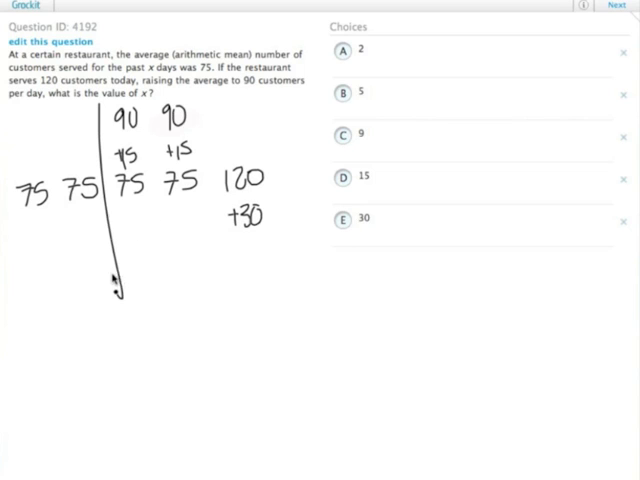2 days. So it was actually only 2 days that it was going at an average of 75 each day. That third day at 120 brought the average up to 90, and so x equals 2. There were 2 days at 75 and 1 day at 120 for the average of 90. Answer choice A.